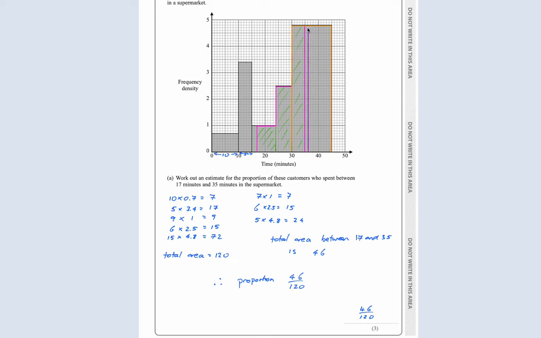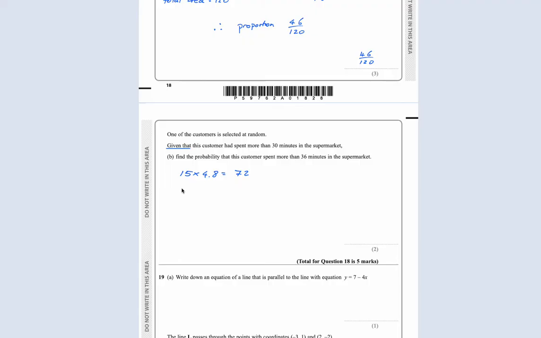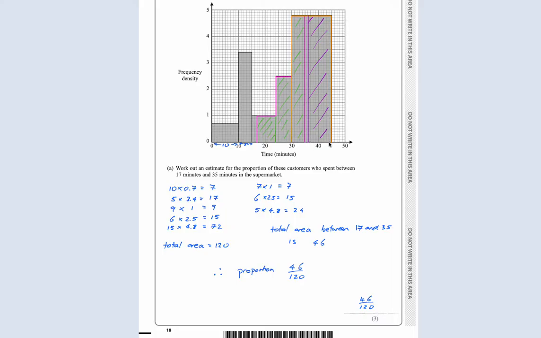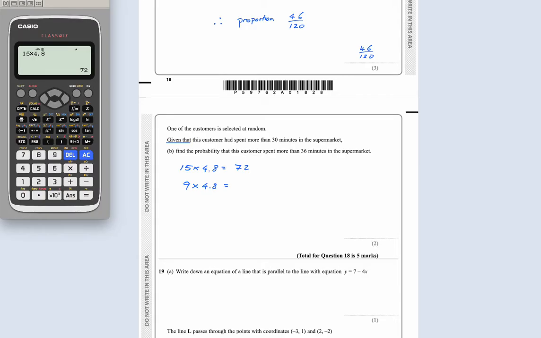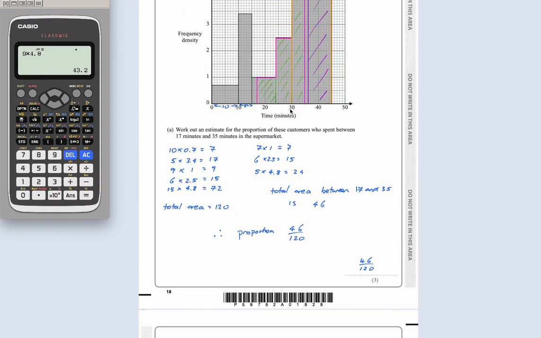Okay, let's find this area. What's this area here? Well, 36 to 45 is 9. So it's 9 times 4.8. So I'm getting the purple area. It's 9 across, 4.8 up. 9 times 4.8. Calculator again. 9 times 4.8 is 43.2, which seems like a strange number to me.